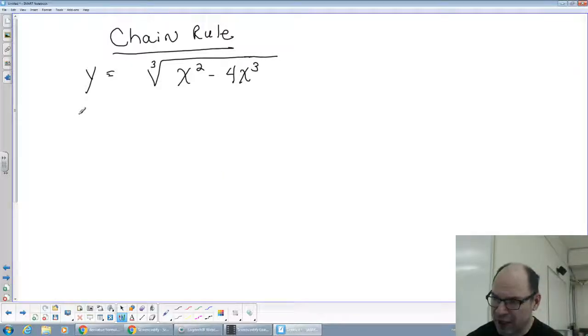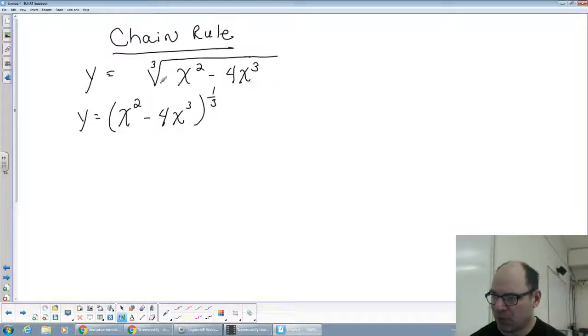Rewriting that, this can be written as a fractional exponent. So this would be x squared minus 4x cubed all to the power of 1/3. This binomial is to the power of 1 under there, and the root is the power of third, so it's 1/3. Cube root means power of 1/3. Now we have to treat this like a chain rule. The chain rule says that we treat this as a variable, take the derivative of it, and then we also take the derivative of what's inside with respect to x. If we do it in one line, it would look something like this.